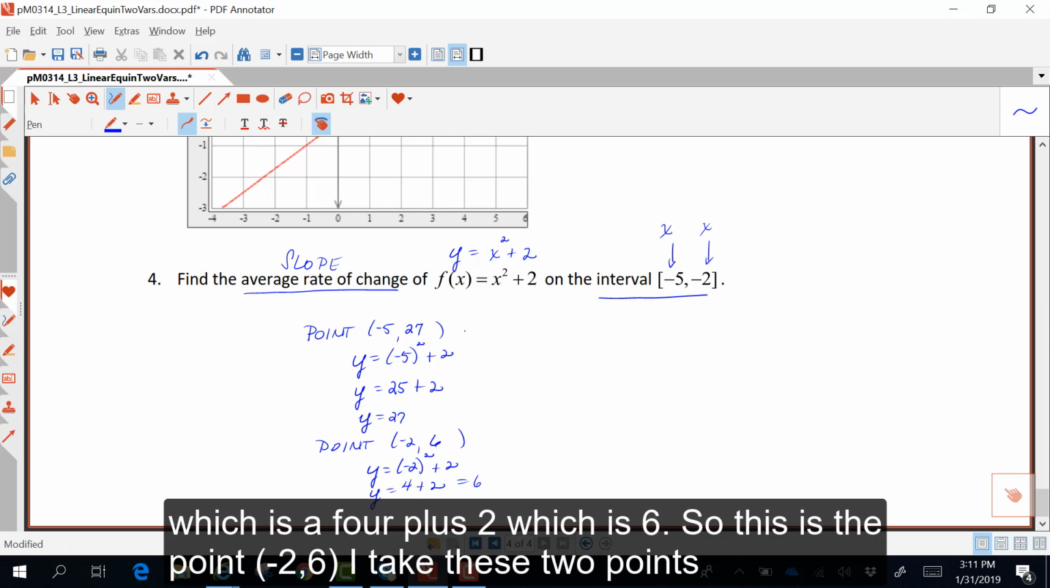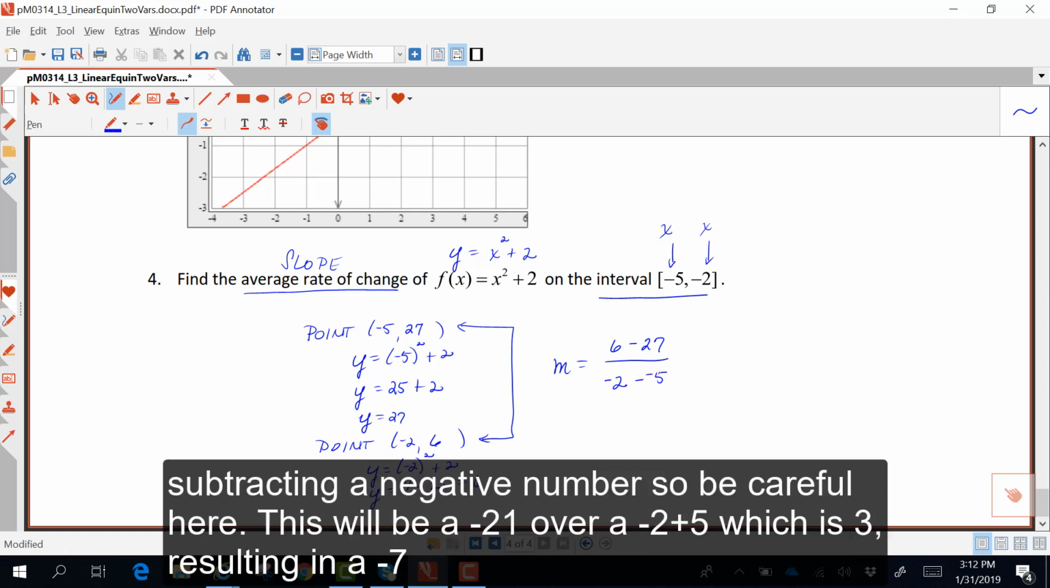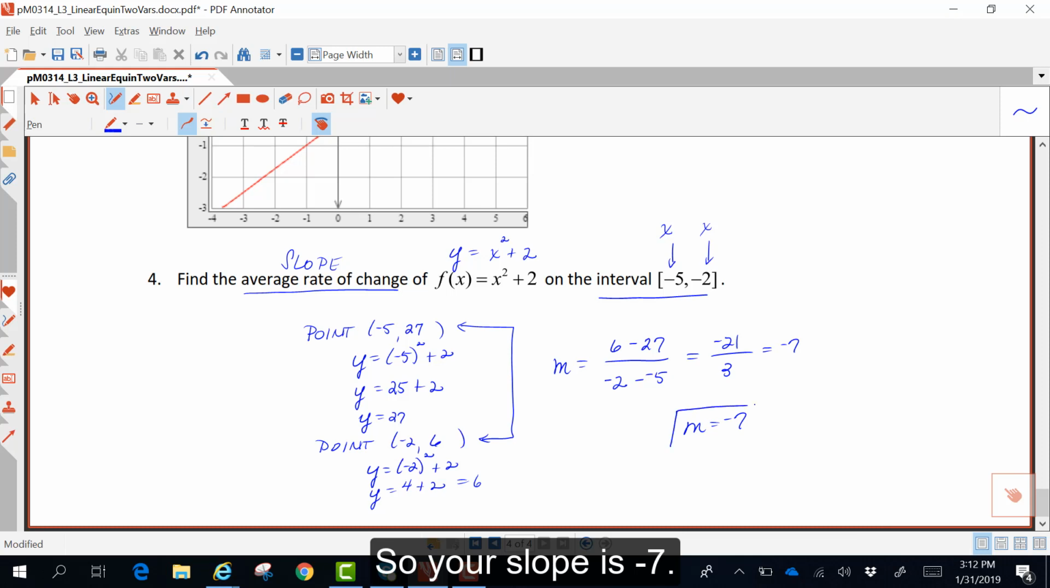I take these 2 points and apply it to the slope formula. So my slope is y2 minus y1 over x2 minus x1. Again, I'm subtracting a negative number, so be very careful here. This will be a negative 21 over a negative 2 plus 5, which is 3, resulting in a negative 7. So your slope is negative 7.